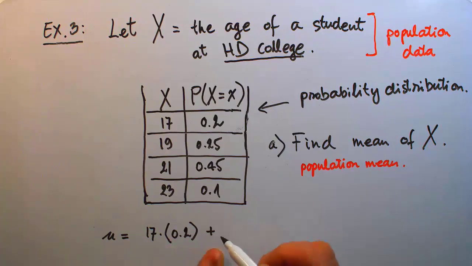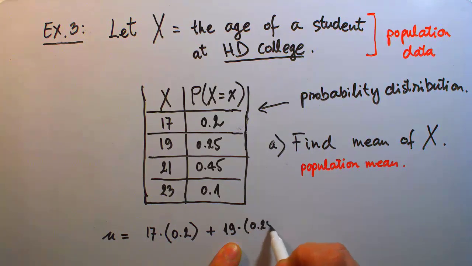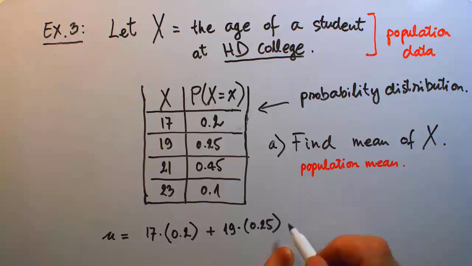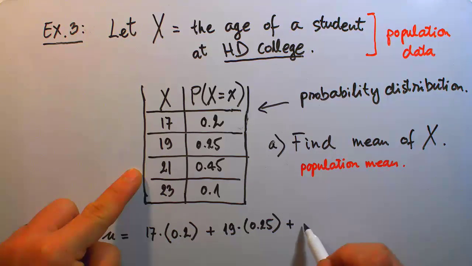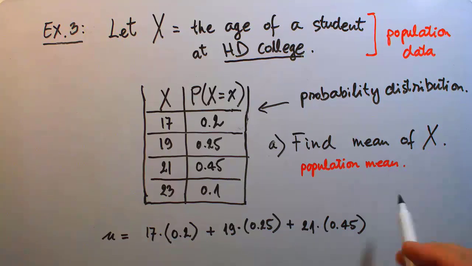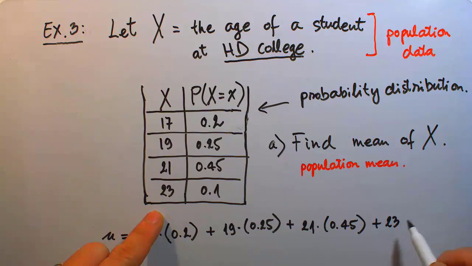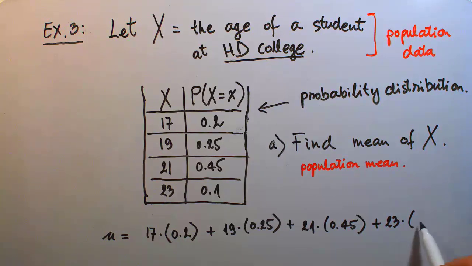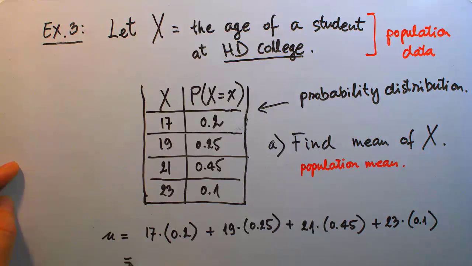The next pair, we need to add to that first pair, with the next pair being 19 as the value, multiplied with probability 0.25. And for the third pair, we're looking at 21 as the distinct value and the probability being 0.45. And the last pair, and we're done: 23 on the left hand side is the value, and the right hand side is the corresponding probability, 0.1. And now just simply do the calculation.